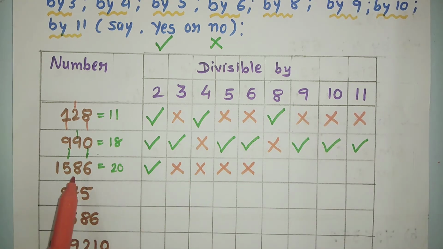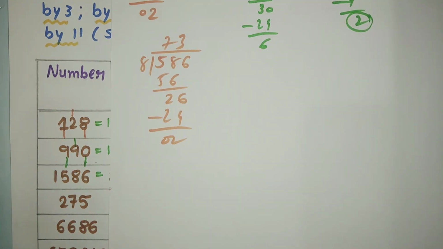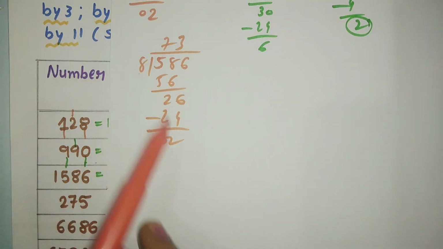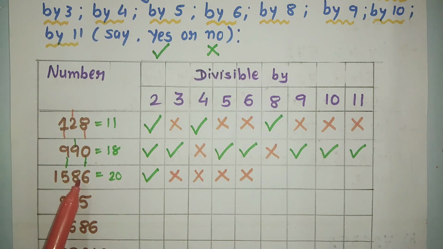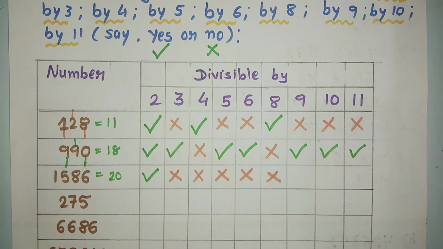For 8, last 3 digits should be divisible by 8. So let's check 586 divided by 8. So as you can see, when we divide the 586 with 8, it leaves remainder 2. So this number 1586 is not divisible by 8.